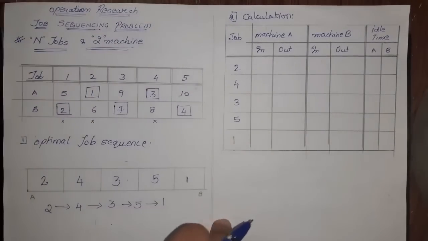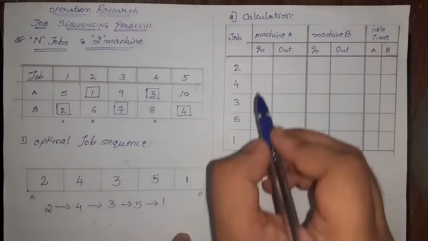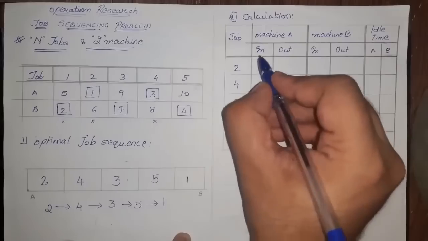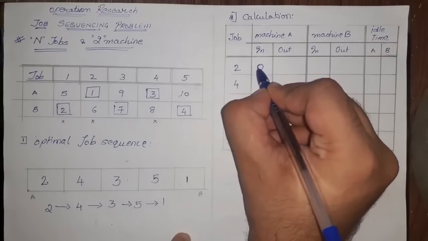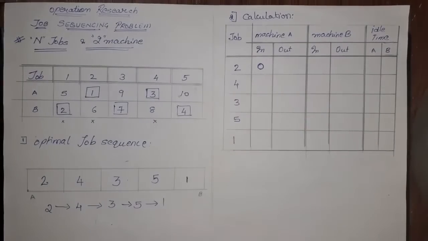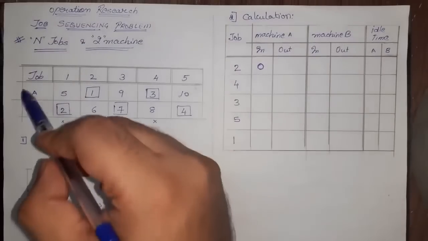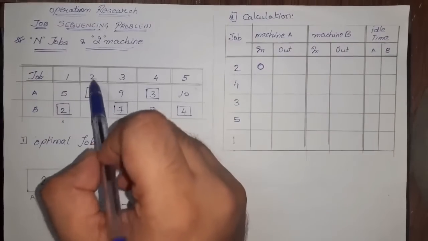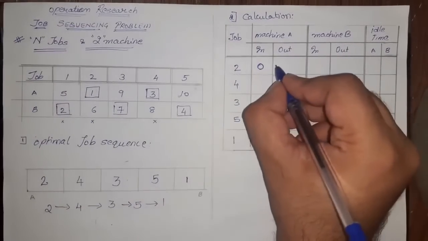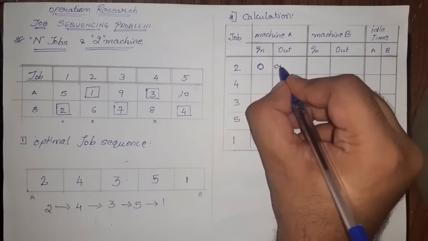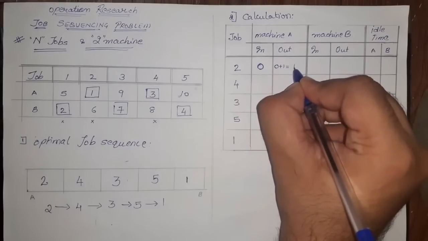Now let us see how we need to solve this. Always remember that for the first machine's first job, the in time will always be 0. That means from 0 hours you are going to start your work. Now check in machine A under job 2 how many hours it took. For machine A under job 2 it has taken 1 hour. So my out time will be 0 plus 1, which is 1.